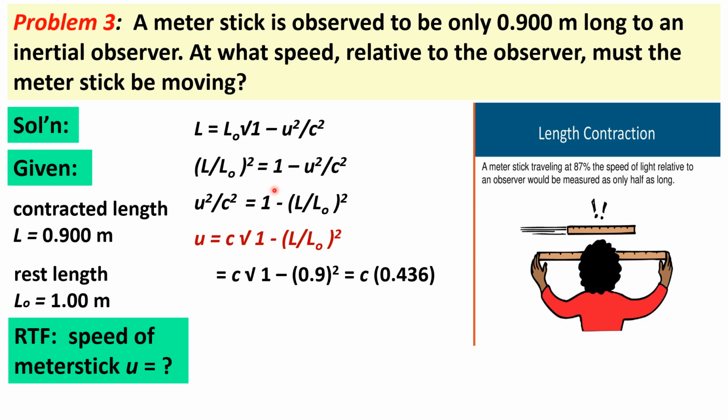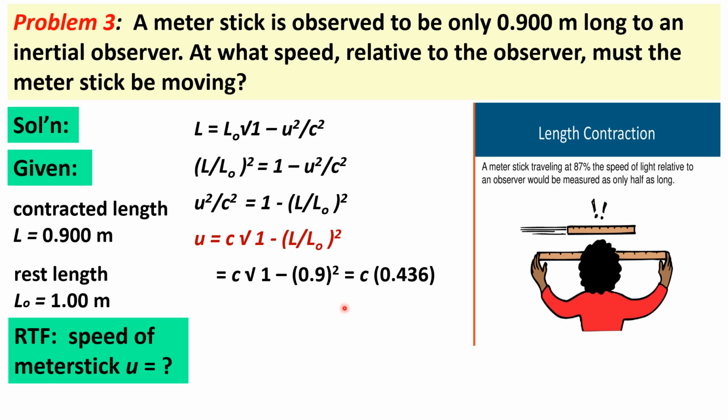L over L naught becomes 0.9 because L is 0.900 divided by 1.00 meter, so we get 0.9, but you've got to square it, right? So 1 minus the quantity 0.9 squared is inside the radical sign.